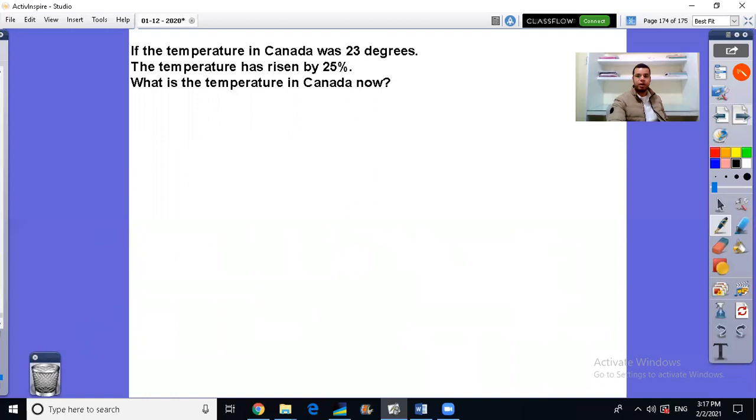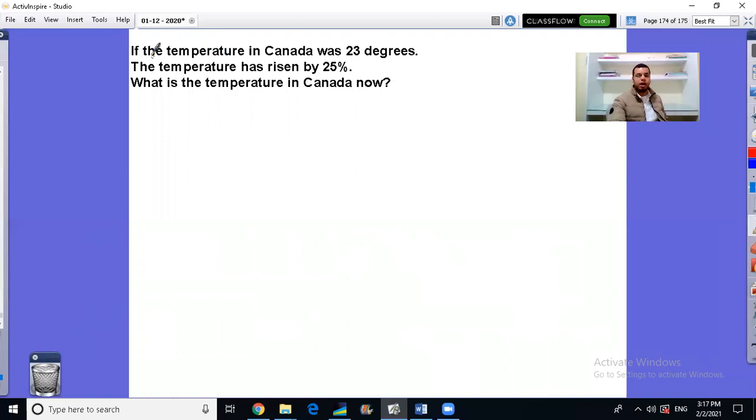The last thing over here, if they give you a temperature or a question like this, they say that the temperature in Canada was 23 degrees, but the temperature has increased by 25%. What is the temperature in Canada now? So here it increased by 25%. First, I need to see what is 25% of 23. Of course, we know that here we're going to do the 25% into 25 over 100, 25 over 100 of 23.